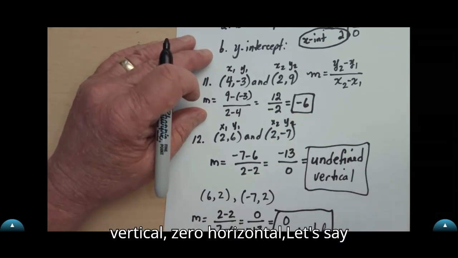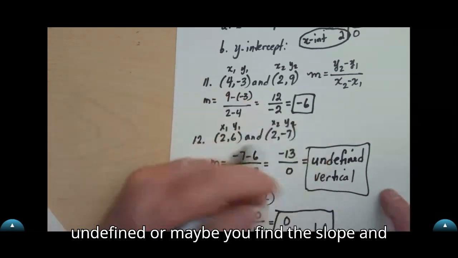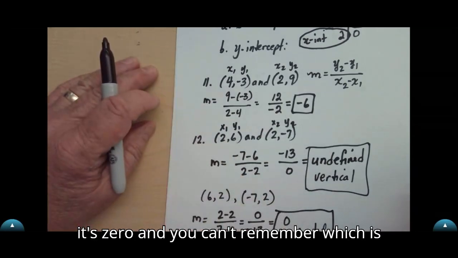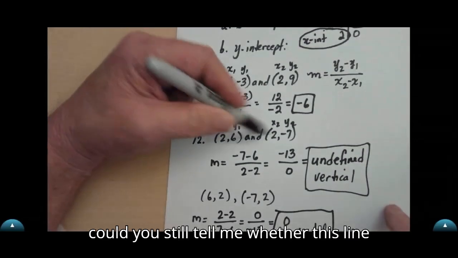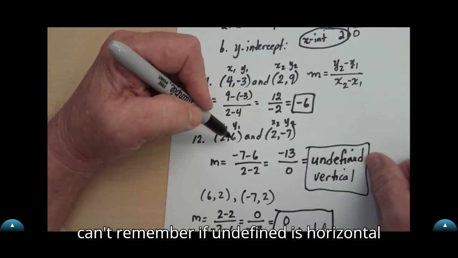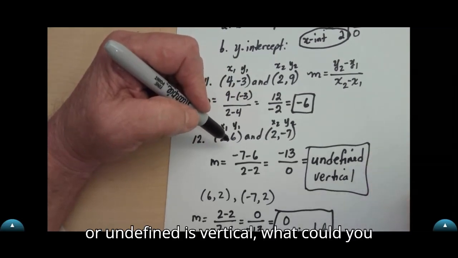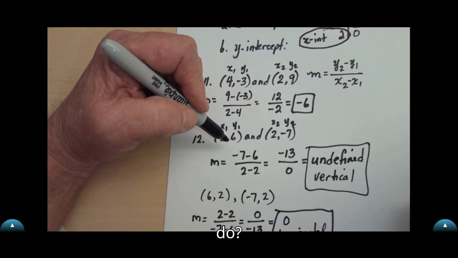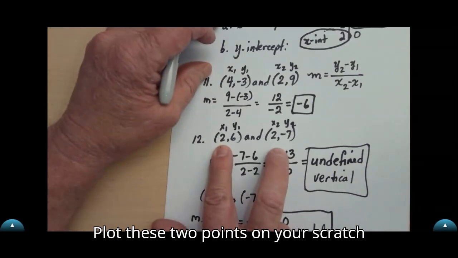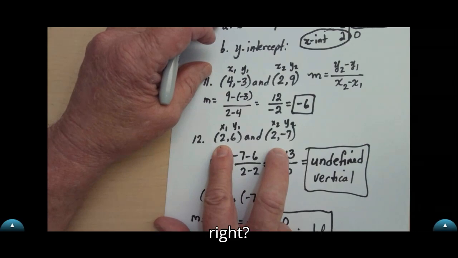Undefined vertical, 0 horizontal. Let's say that you find the slope and it's undefined, or maybe you find the slope and it's 0 and you can't remember which is horizontal and which is vertical. How could you still tell me whether this line is horizontal or vertical, even if you can't remember if undefined is horizontal or undefined is vertical? What could you do? Plot these 2 points on your scratch paper and draw the line through them, right?